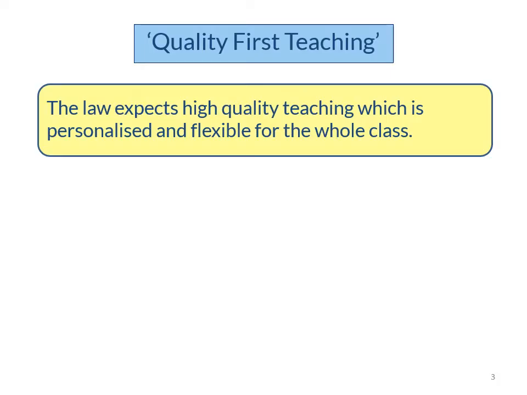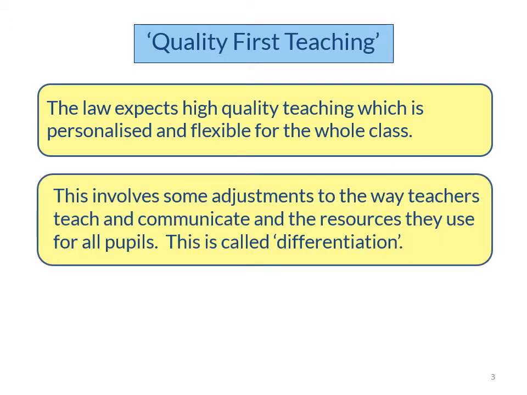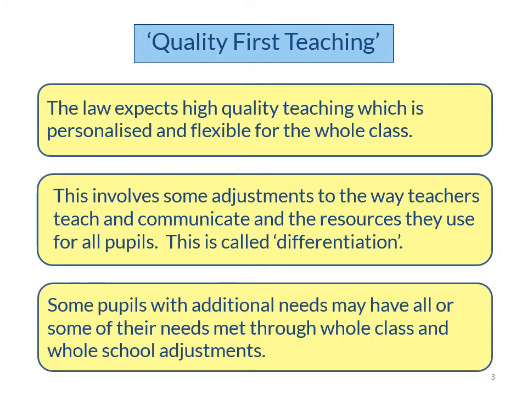The law expects high quality or quality first teaching, which is personalised and flexible for the whole class. This involves some adjustments to the way teachers teach and communicate, and to the resources they use for all pupils. This is called differentiation. Some pupils with additional needs may have all or some of their needs met through whole class and whole school adjustments. Some may need further support.